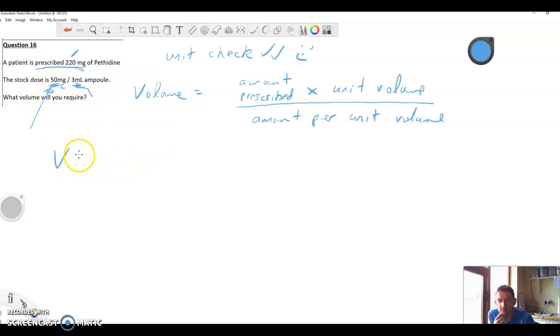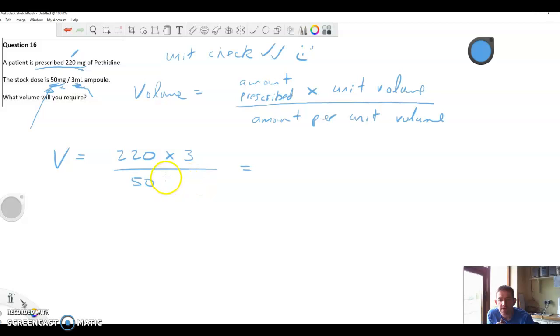So filling up our formula, V for volume equals the amount prescribed, 220, multiplied by the unit volume, 3, all over the amount per unit volume, and that's 50. Is that right? Double check. Amount prescribed 220, unit volume 3, amount per unit volume 50. Happy enough with that.